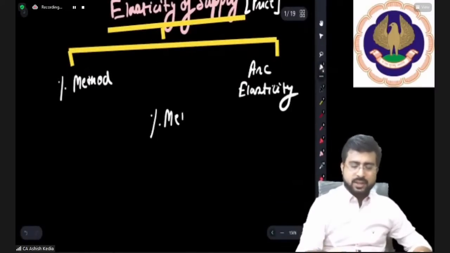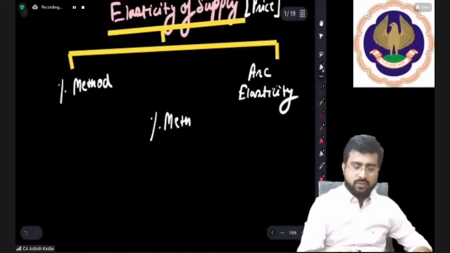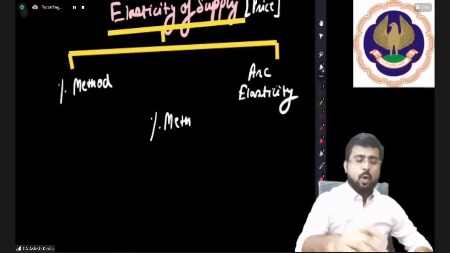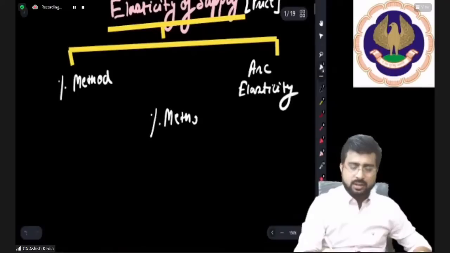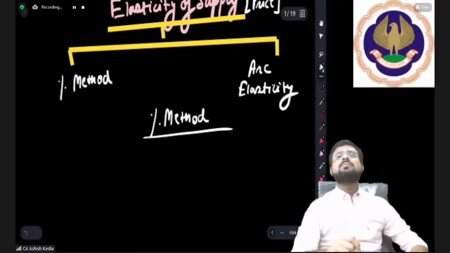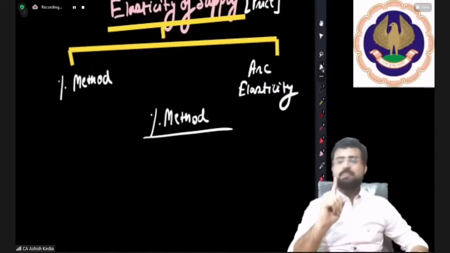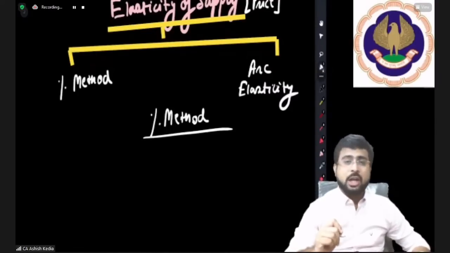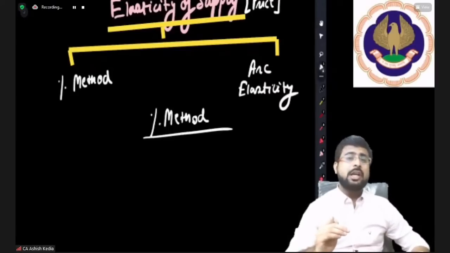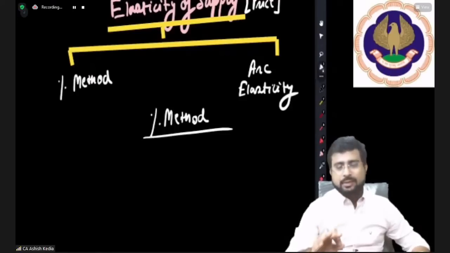So what does the percentage method tell us? Let me explain. If, let's say, the price of a commodity is changing by 1%, and you are expected to know by what percentage the quantity supplied is changing, that is, when the price of the commodity changes by 1%, by what percentage will the quantity supplied change? To calculate that, we use a numerical technique called elasticity.